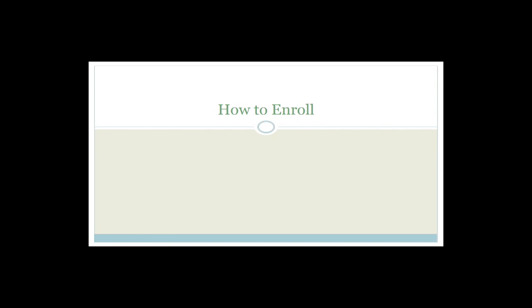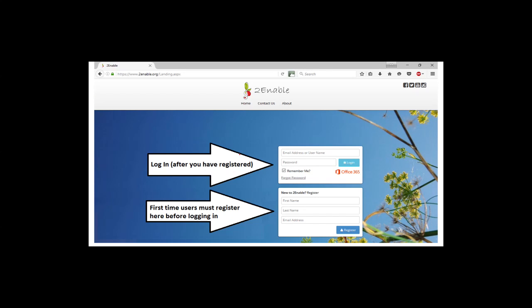We're going to be talking about electric circuits, but before we do that, we thought we'd show you quickly how to enroll into the physical science grade 10 class. So first of all, you need to go to this website here, which is www.toenable.org, and you'll come to this page.